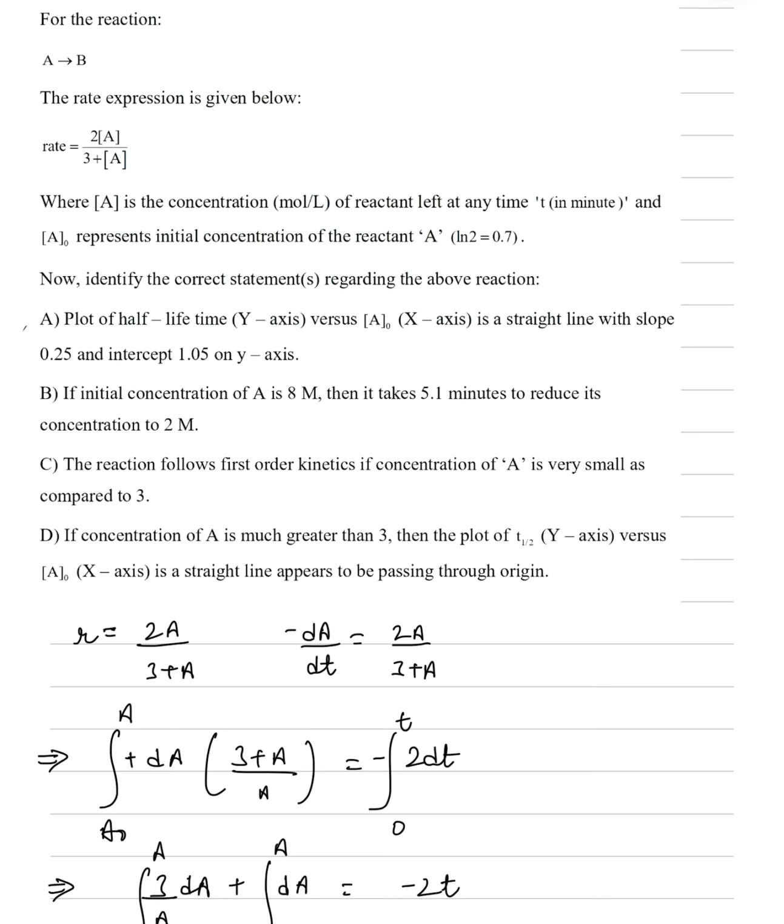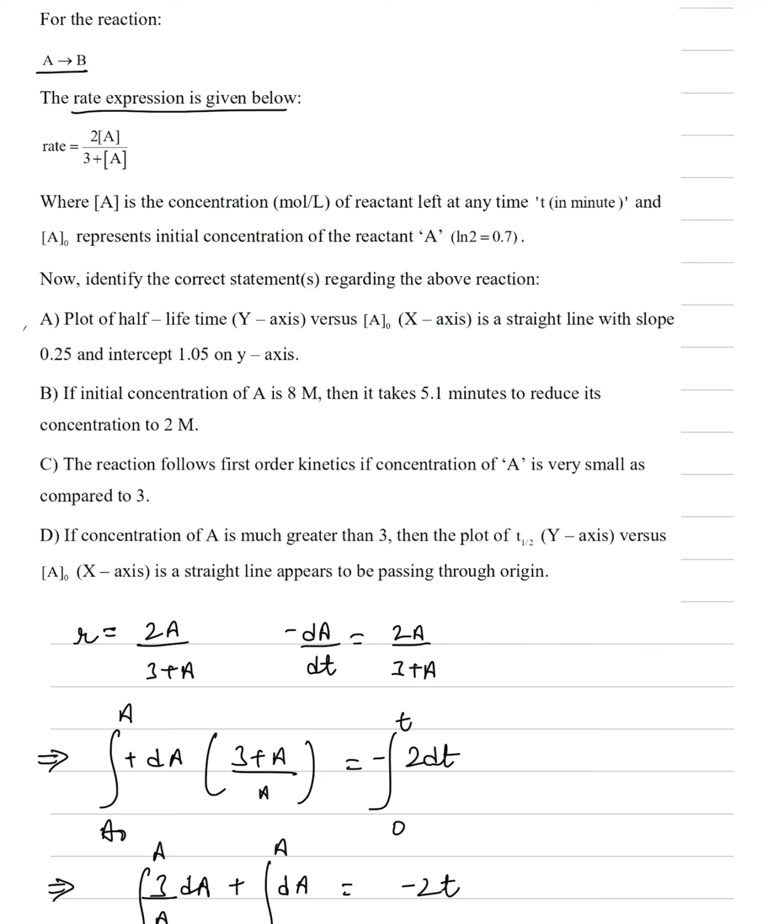Let's discuss this problem. Now this question is related to chemical kinetics. Let's see. Here we are given a reaction A to B and its rate expression is given as R is equal to 2A upon 3 plus A, right? Where A is the concentration at any time T.